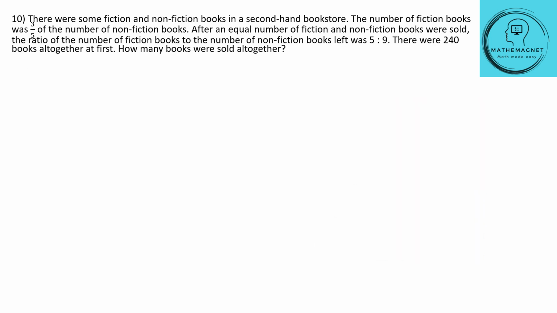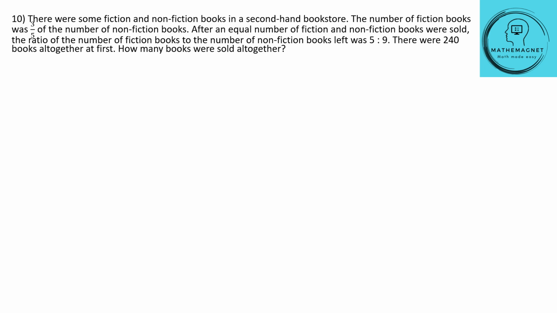Question number 10. There were some fiction and non-fiction books in a second-hand bookstore. The number of fiction books was 3/5 of the number of non-fiction books. After an equal number of fiction and non-fiction books were sold, the ratio of the number of fiction books to the number of non-fiction books left was 5:9. There were 240 books altogether at first. How many books were sold altogether?